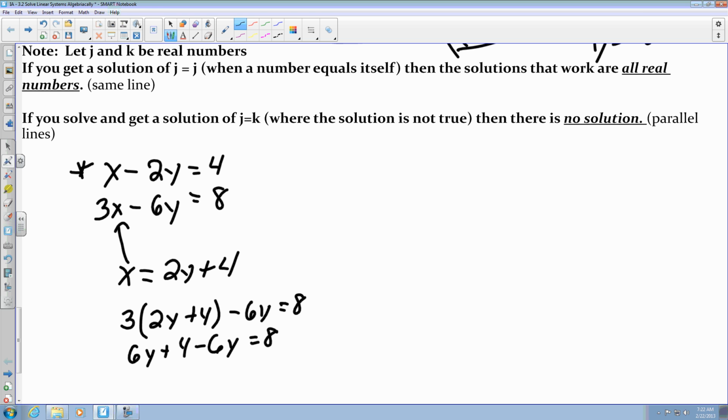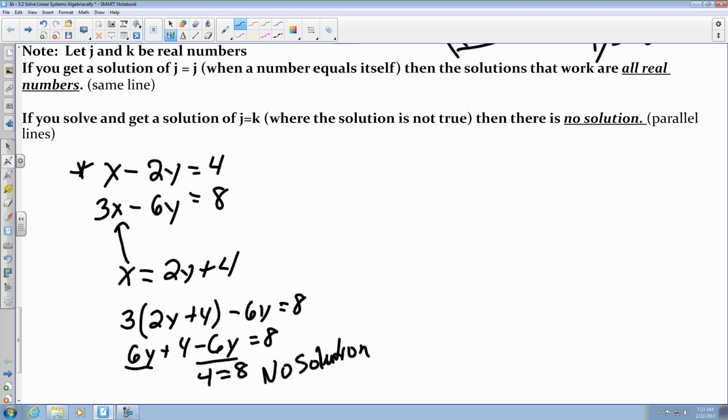I see that I have like terms. I get 6y minus 6y, which would give me 0. So it ends up I have 4 equals 8. Obviously, 4 does not equal 8. So when you come across a system that ends up giving you an equation that's not true, that means that those two lines are parallel. Those two lines will not have a solution. So this one here, we can conclude it has no solution.